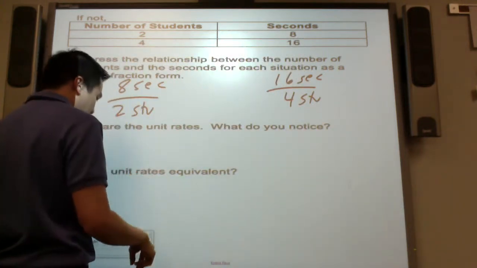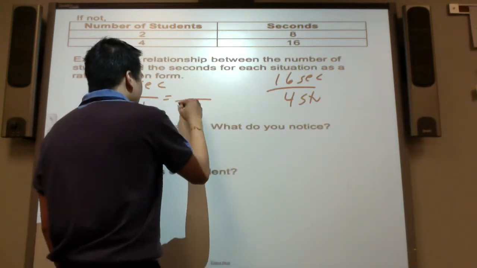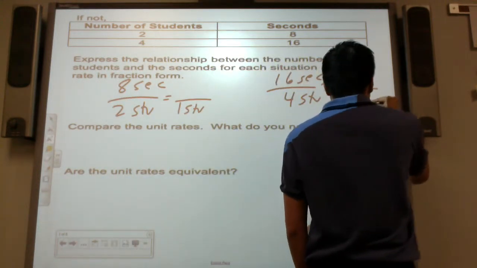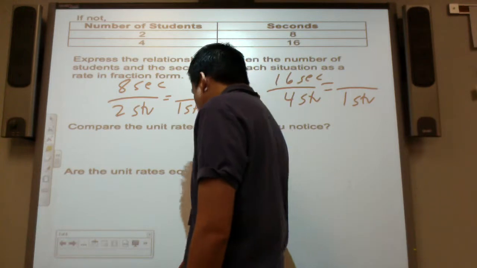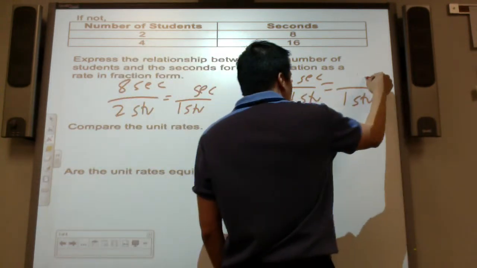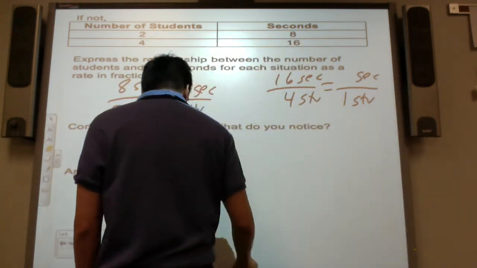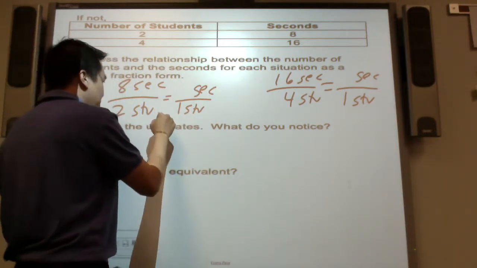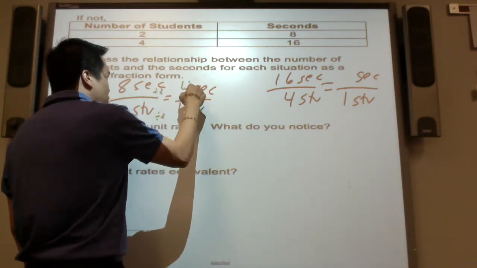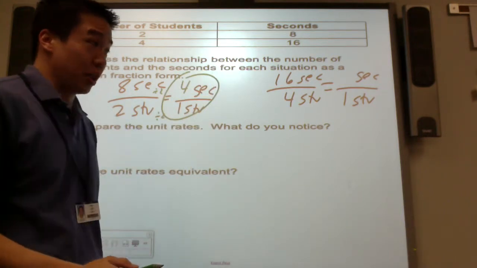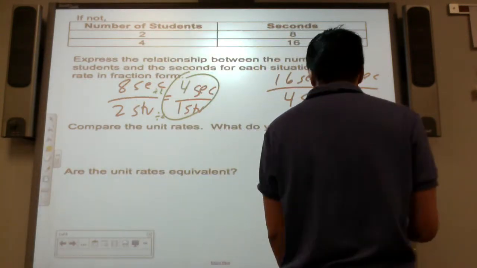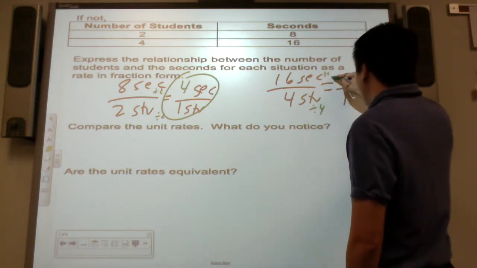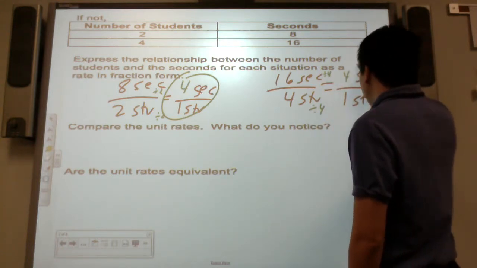It's compared to unit rate, so we need to turn this into a unit rate of 1 student. Let's make sure you label your rates. So how do you break down or scale down from 2 students to 1 student? Divide by 2. 4 seconds per student. That is really fast, much faster than the last example. How do you break down 4 students to 1 student? Divide by 4. 16 seconds divided by 4 is 4 seconds per student.